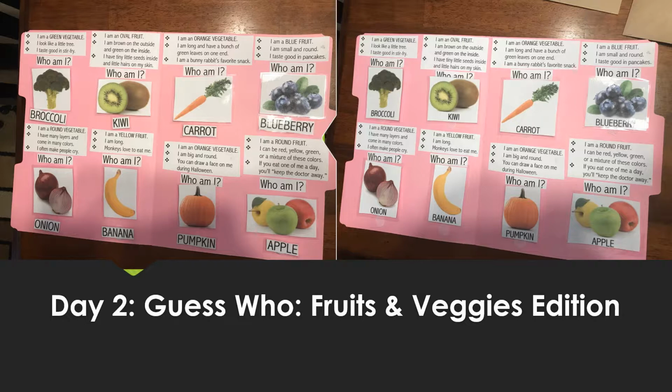The picture on the left shows what the file folder game looks like once completed with the regular pieces, which are both the picture pieces and the name pieces separate. And then the picture on the right shows the game completed with the modified pieces, which have both the picture and the name listed together.